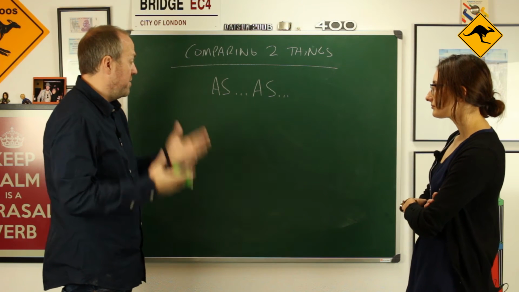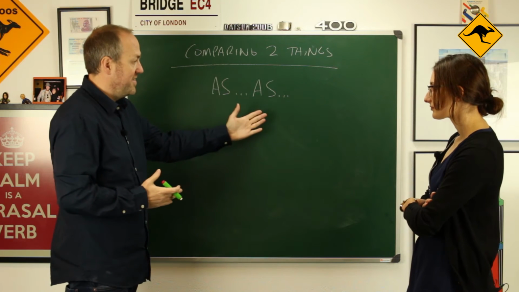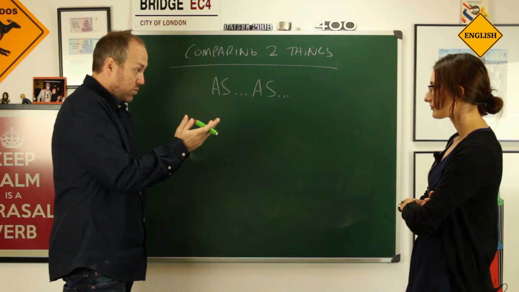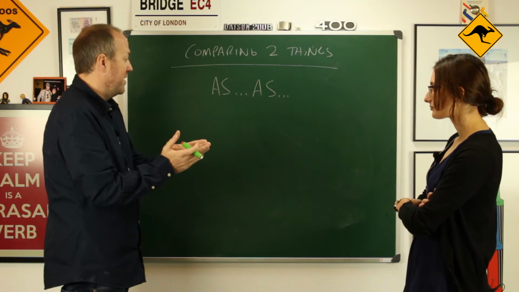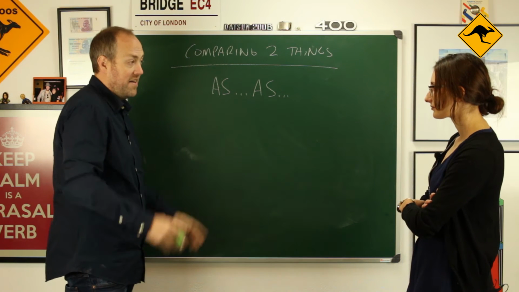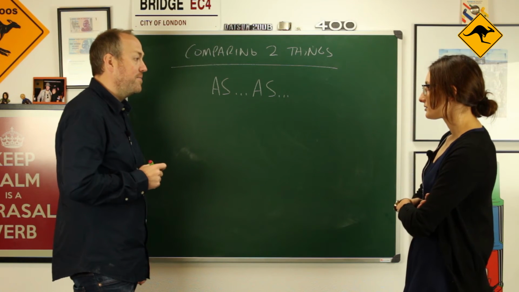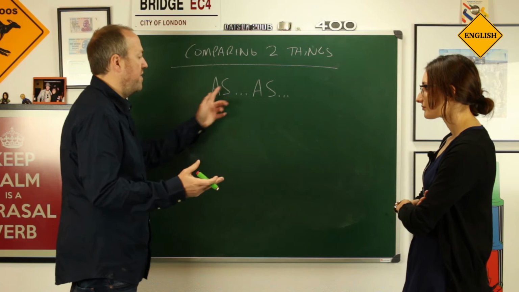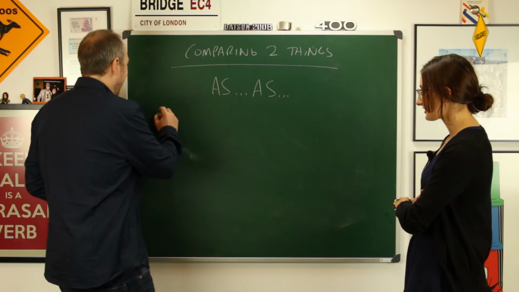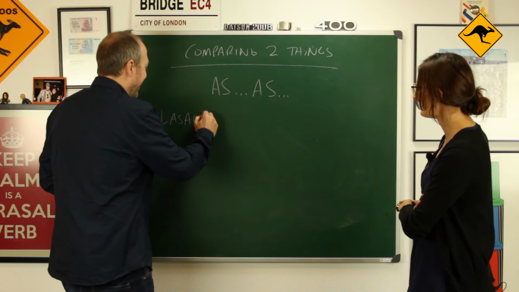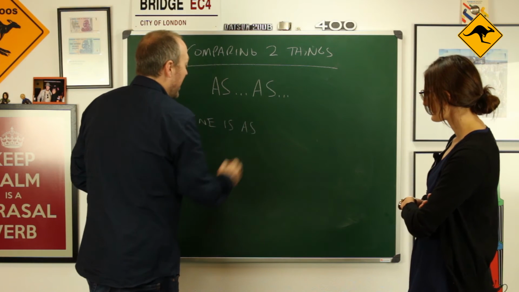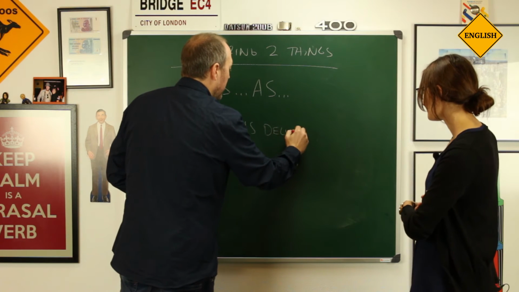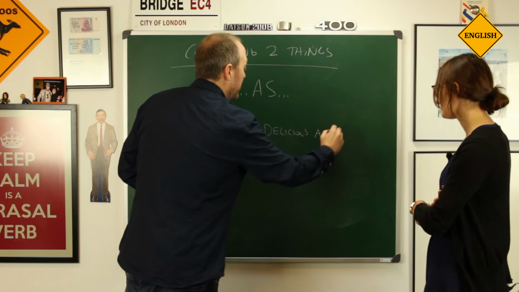The other type of comparing two things is with as and as, and I would call this an equal comparison, because we're saying it's equal or it's not equal. So can you think of two things that are equal? Maybe two kinds of food. What are two foods that are both delicious? Lasagna and pizza. Two Italian foods. We can say lasagna is as delicious as pizza.